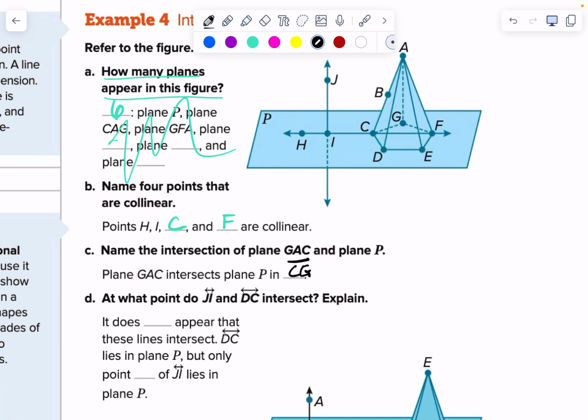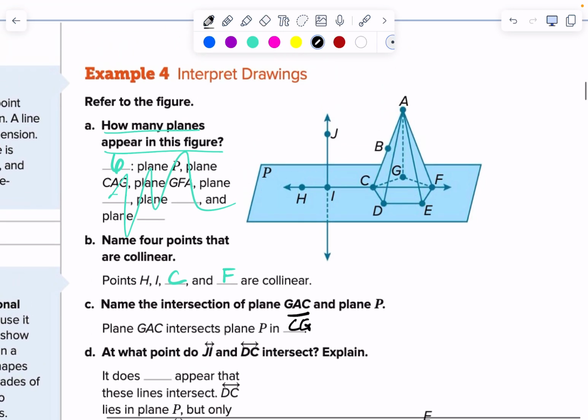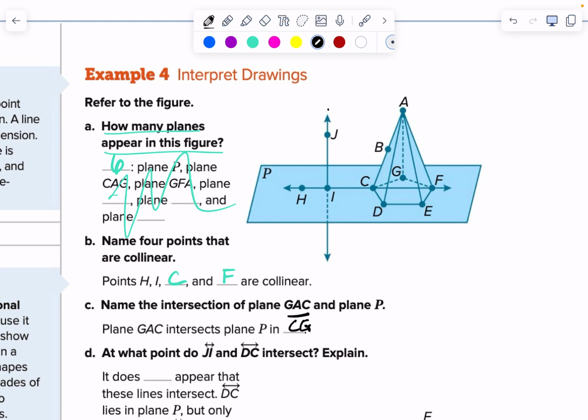At what point do JI, this guy going here, it's going through that object, and DC, where do they intersect? They don't. Will they intersect if they keep going forever? Yes, I think if they go forever, they will. Don't. This guy right here is going straight up and down, right?